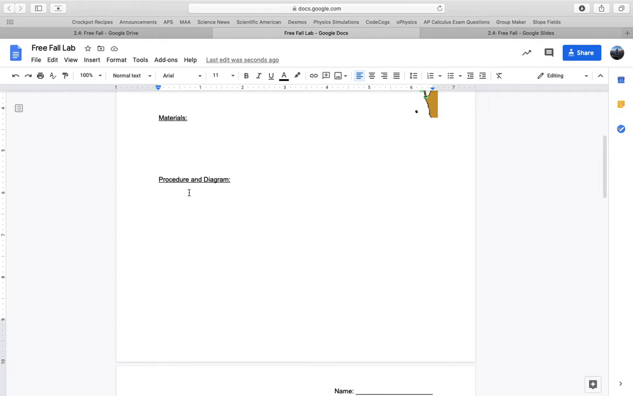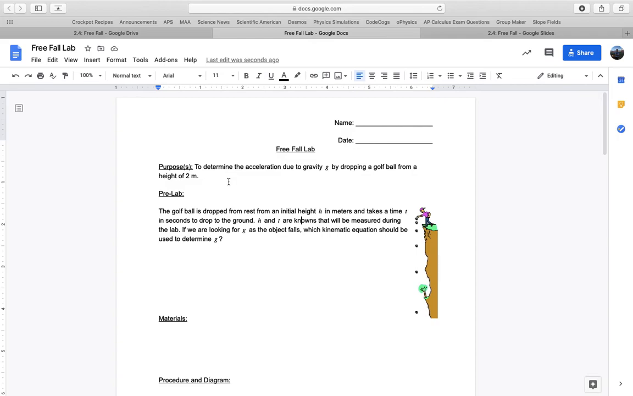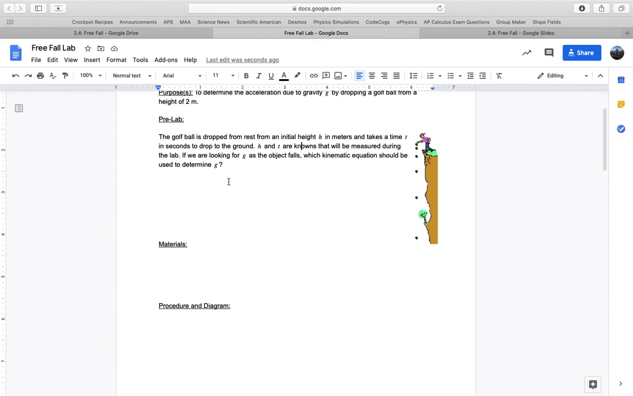And then down here, you're going to do a procedure and diagram. Okay, remember to be thorough. Avoid vague terms like it, those, and that. Remember, list units of measurements and be specific, okay? Make sure your diagram carries labels as well, okay? So this is the first page of your lab report right here, okay?